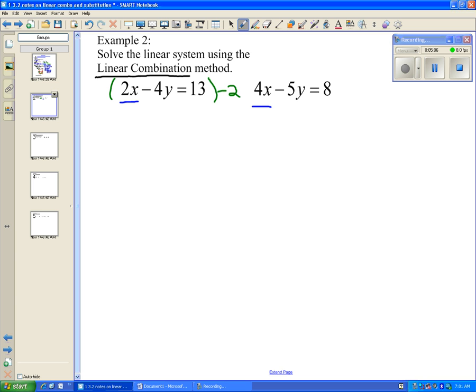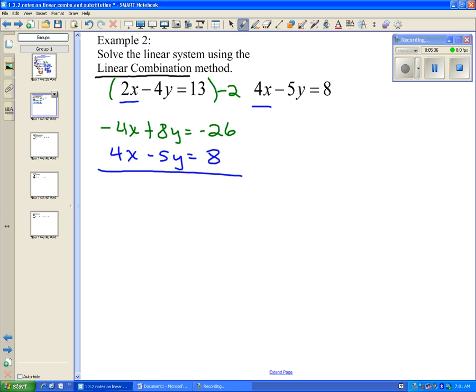If I multiply by a negative 2, I'm going to get negative 4x plus 8y is equal to negative 26. That's my new first equation. I multiplied both sides by the same thing, and it didn't change the equation at all. My second equation stays the same. 4x minus 5y is equal to 8.